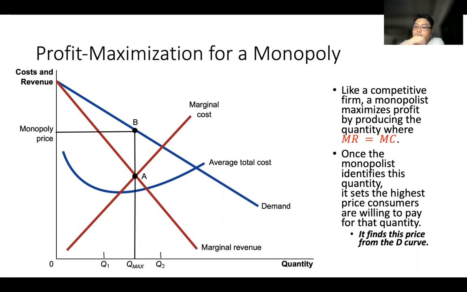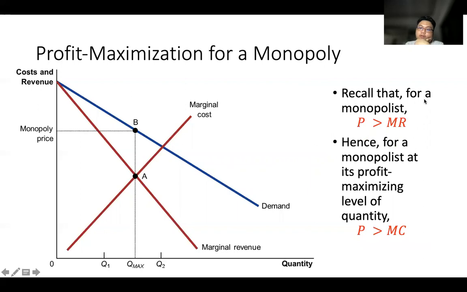Now, the monopolist can influence price, right? So it sets the highest price the consumers are willing to pay. It doesn't set the price at point A, it sets the price at B because that's the highest that the consumer is willing to pay at this level of quantity. So MR equals MC, find that first, and then go up to the demand curve so that you can obtain the corresponding price, and that's the monopoly price, right?